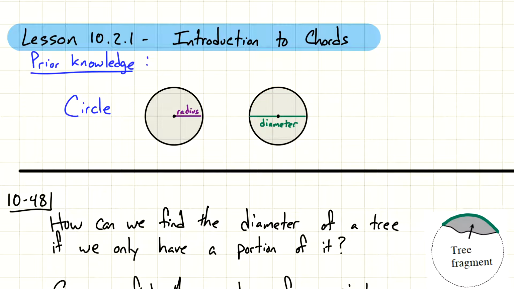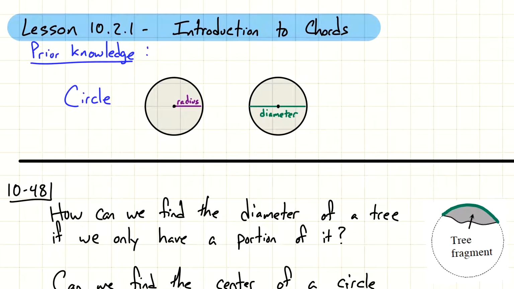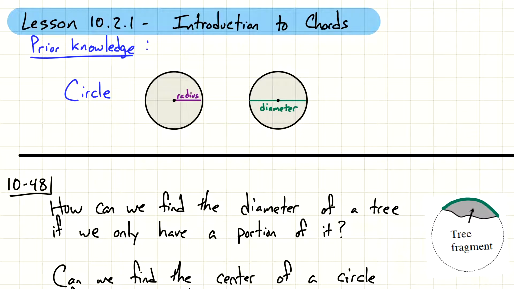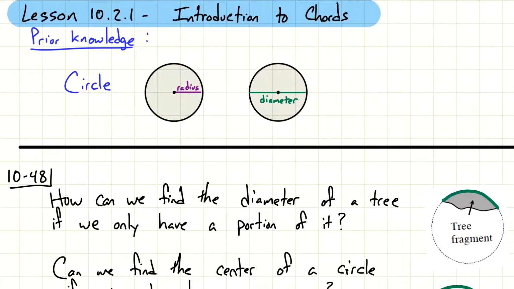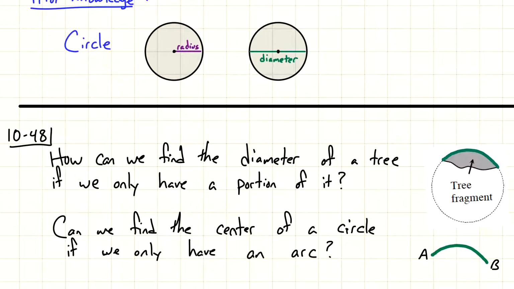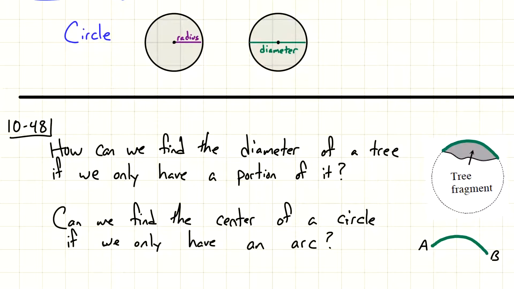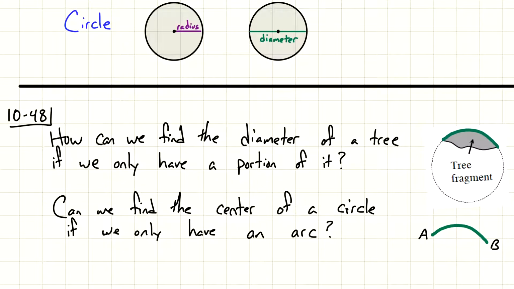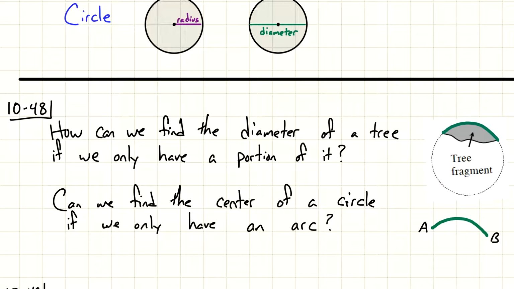that we've covered before. All right, so this lesson is an introduction to chords, which technically we've already been talking about chords, but maybe you didn't realize it. All right, so here let's look at a real world problem that will maybe spark some thoughts. How can we find the diameter of a tree if we only have a portion of it?